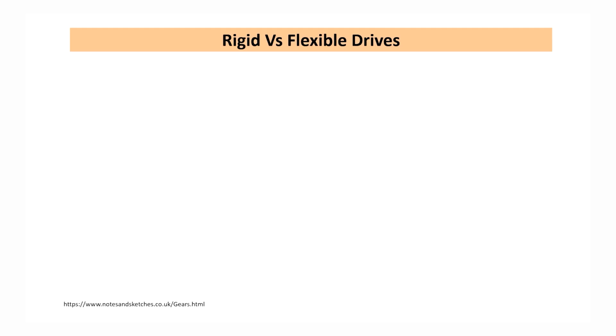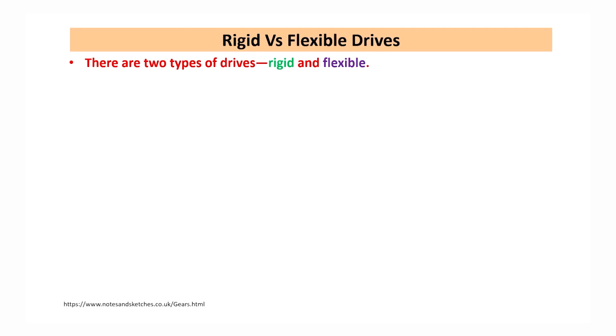We have rigid versus flexible drives. The drives which we studied in our earlier classes, those drives were gear drive, and those drives are called the rigid drives. In this case, there will be a flexible member between the driving and driven shaft, and therefore, this drive or the belt drive is called the flexible drive. So, just review it. There are two types of drives, rigid and flexible.